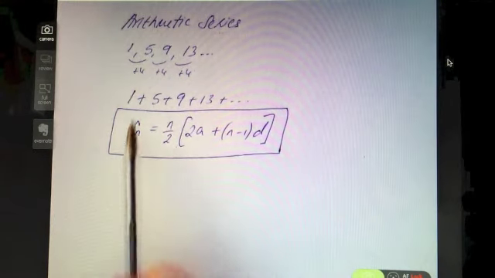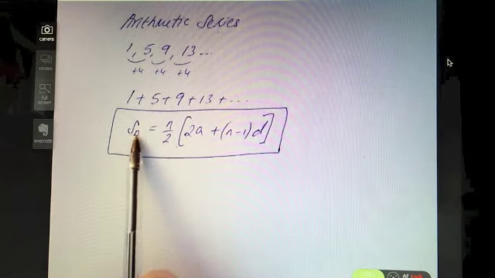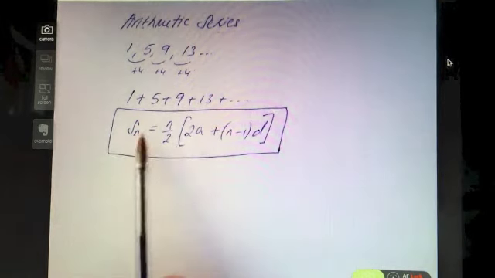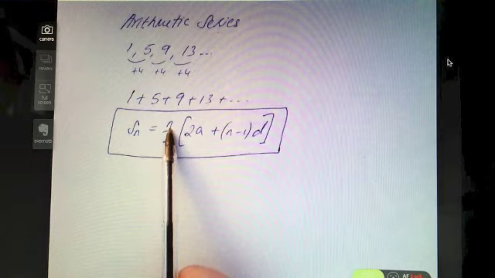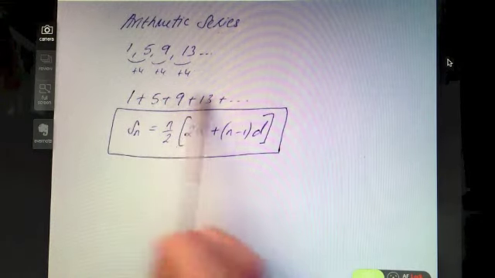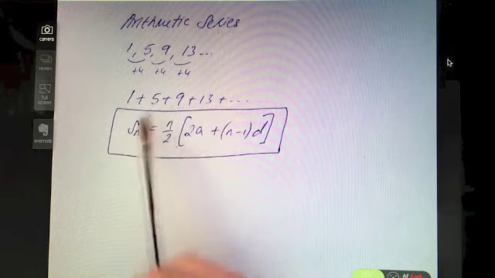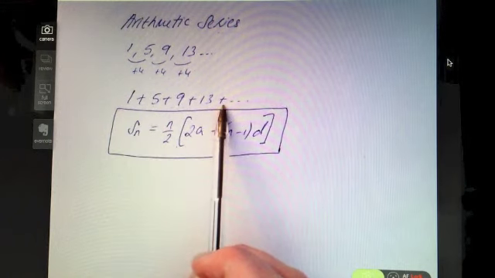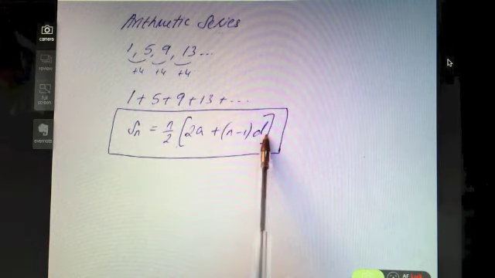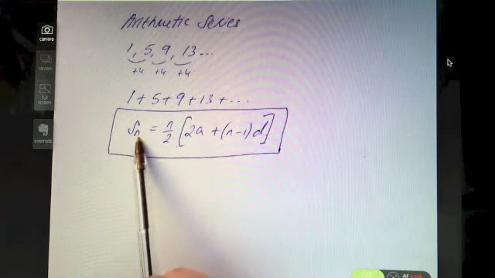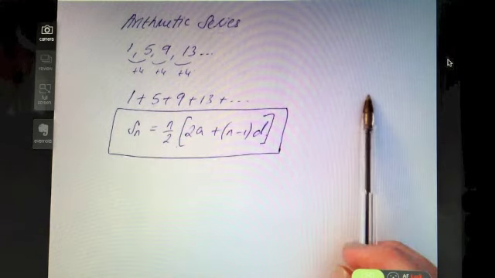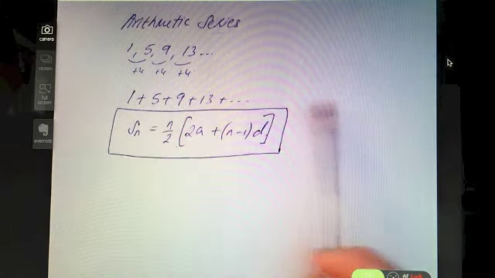So for example, say you wanted the sum of the first 4 terms in this series, then 4 is obviously your n, and you're getting basically 1 plus 5 plus 9 plus 13. Obviously, it's easy to add those 4 terms up without having to put them into this formula, but say I was looking for the sum of the first 100 terms of this series, then it would be much more laborious to add up all of those 100 terms.